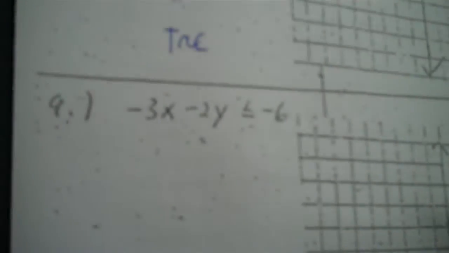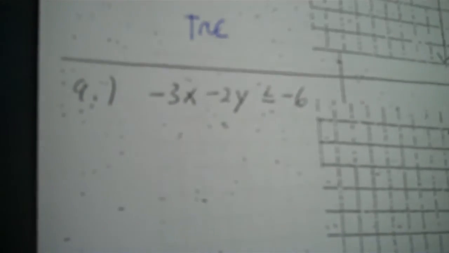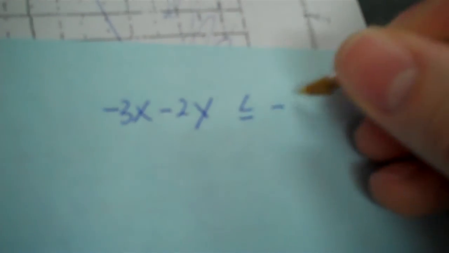Okay, number 9, negative 3x minus 2y is less than or equal to negative 6. Now, you're going to have to run a test after you get the line down. But we can't make the line with the MB yet because the y is not by itself. So I go to my scratch paper, I write number 9 so your teacher can see what that is. Negative 3x minus 2y, and then the less than or equal to negative 6.